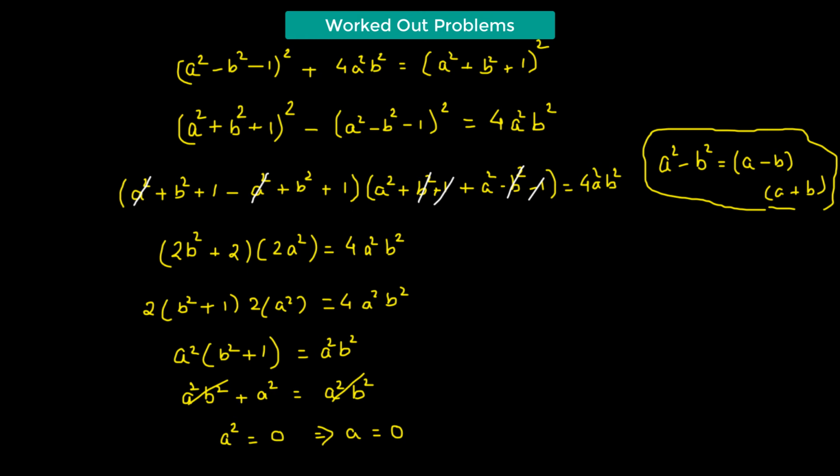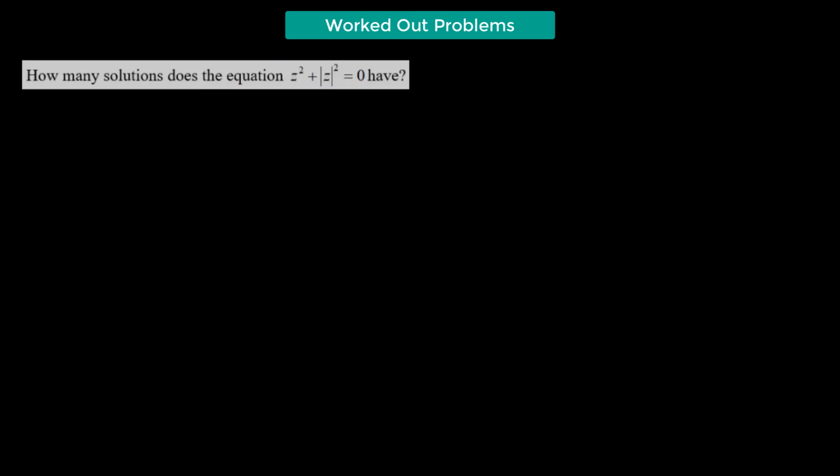So we started out with the complex number z equals a plus ib. Since our value of a equals 0, that gives us 0 plus i times b, which is a purely imaginary number. So that proves that our given complex number z is purely imaginary.